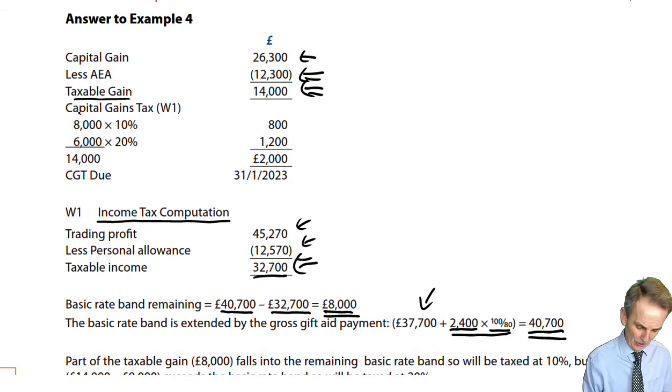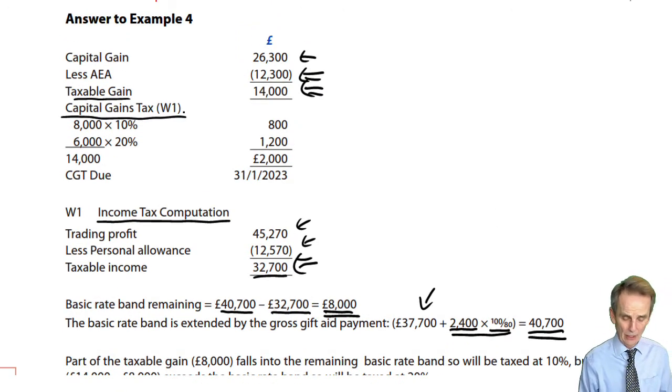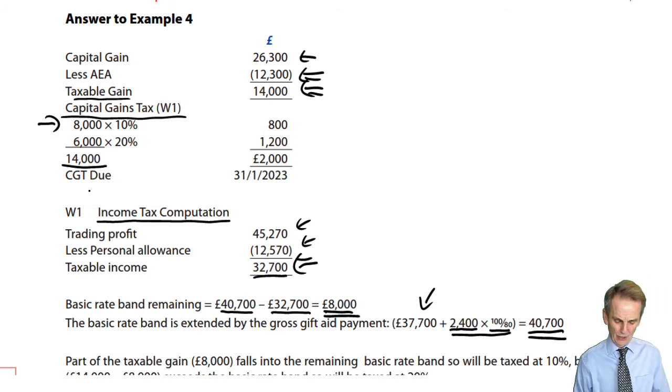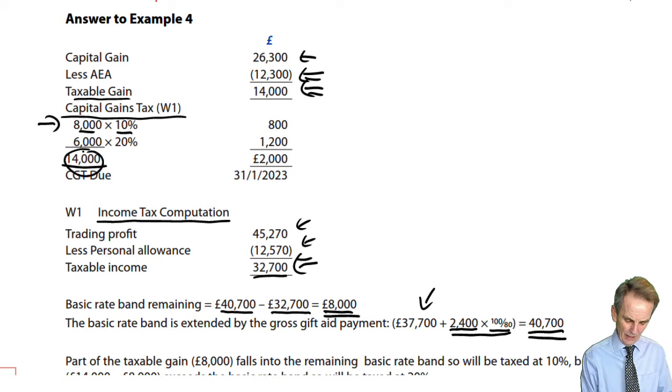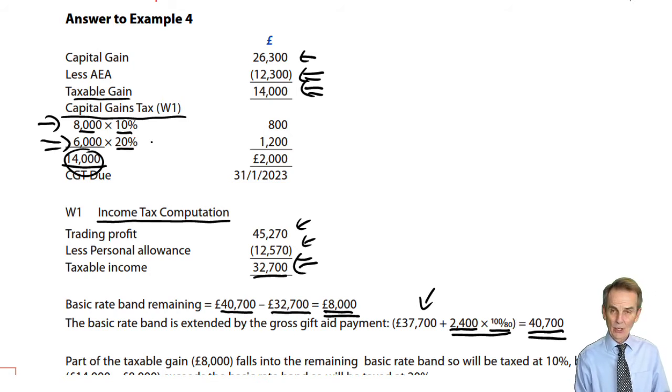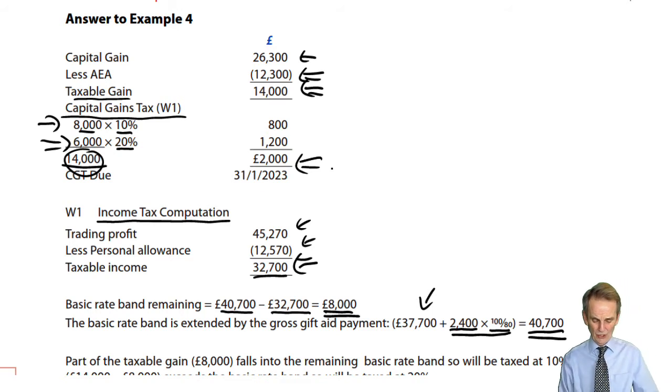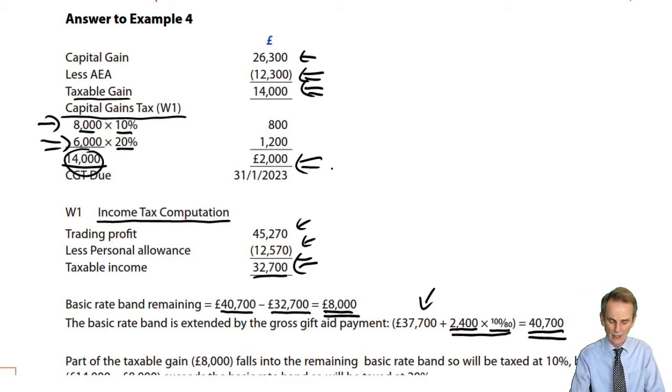Therefore, in our CGT calculation that now we can go back to, the first £8,000 of the £14,000 of taxable gains will be taxed at the lower rate of 10%, but it still leaves out of the £14,000 £6,000 that pushed up into the higher rate of 20%. Do the calculations and we'll establish, therefore, as ever, what the CGT liability will be due for this particular tax year.